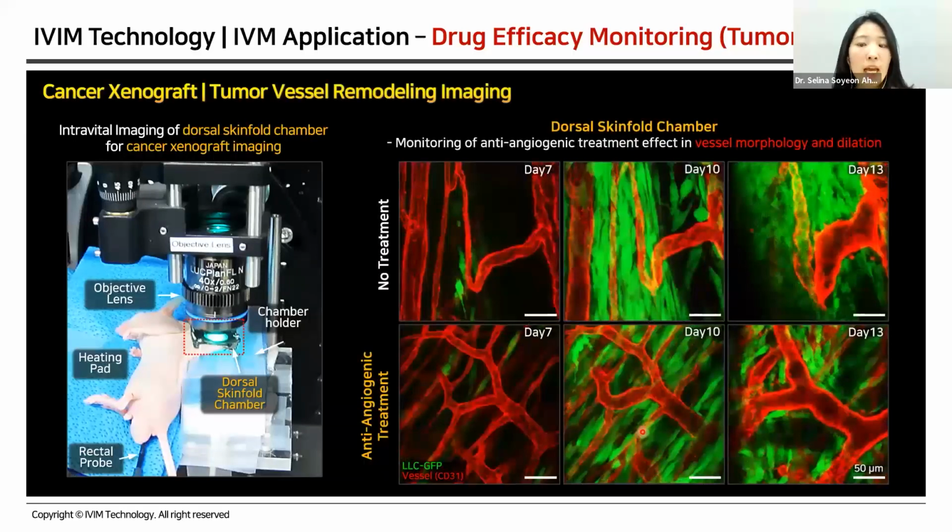And for in vivo drug testing, we've generated two types of tumor mouse models with the dorsal skin fold chamber. One is the anti-angiogenic drug-treated model, and the other is treated with just the cell line, which is the sham control model. By visualizing the tumor cells together with the tumor blood vessels, we can analyze the drug's anti-angiogenic effects on the tumor tissue. The result shows that the tumor vessels are less dilated in the drug-treated group compared to the sham control model.